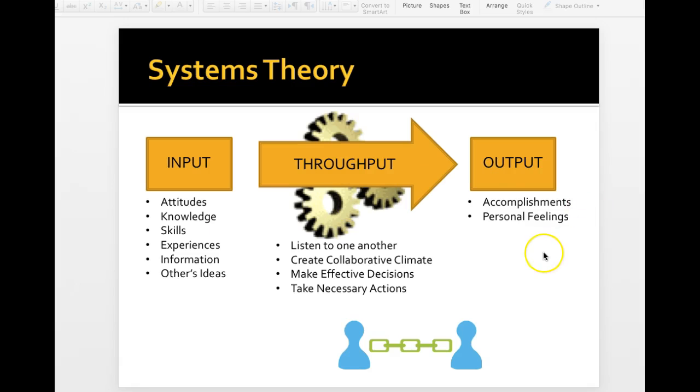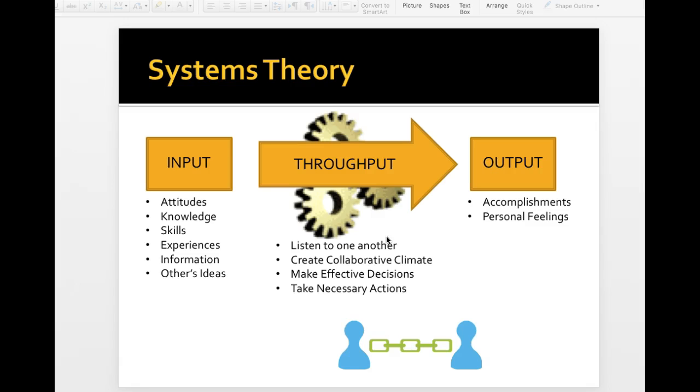The output is what your group accomplishes and how you feel about the group experience. The throughput is the working part, or the process of group work, where you're making decisions and taking actions and listening to each other and doing all that you can to complete the task. So that's why there's gears here, because it is the working part.